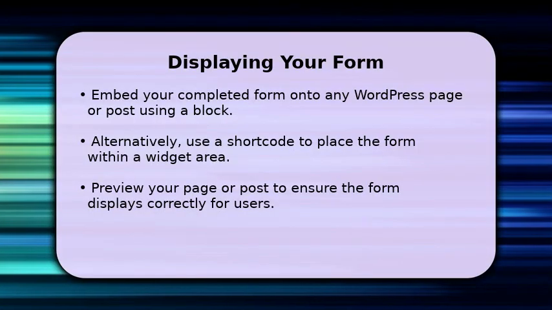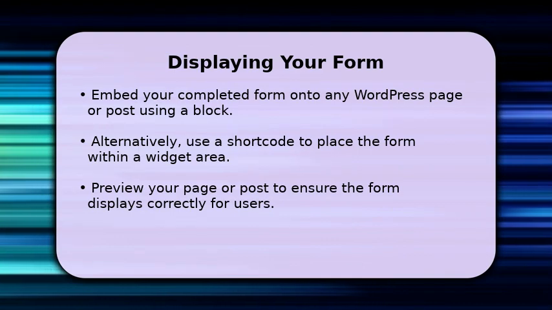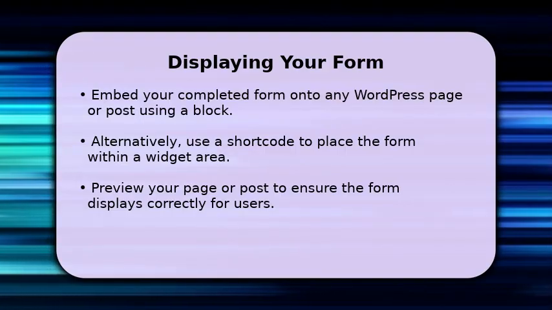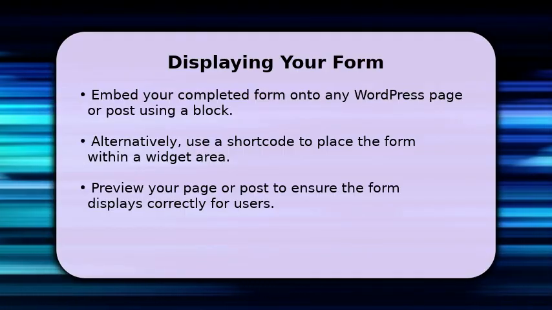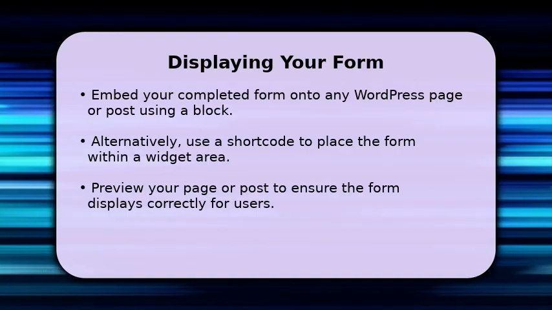The easiest way to embed your form is by editing a WordPress page or post and adding a Gravity Forms block. Simply select your form from the drop-down menu. For more advanced placements, you can use the provided shortcode within a text widget or directly in your theme files. Always preview your page or post after embedding to confirm the form appears and functions exactly as you intended for your site visitors.